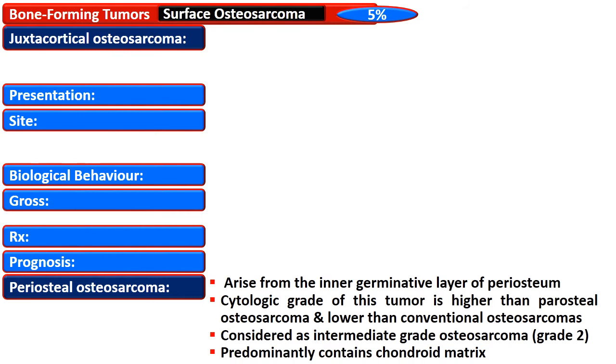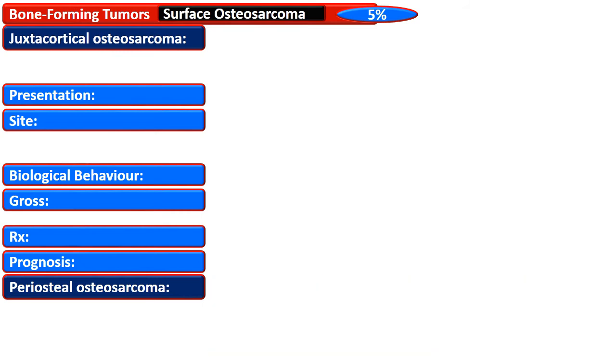The periosteal osteosarcoma arises from the inner germinative layer of the periosteum, and the cytologic grade of this tumor is higher than the parosteal osteosarcoma and lower than the conventional osteosarcoma, and they are considered as intermediate grade osteosarcoma or grade 2 osteosarcoma. Periosteal osteosarcoma predominantly contains chondroid matrix.